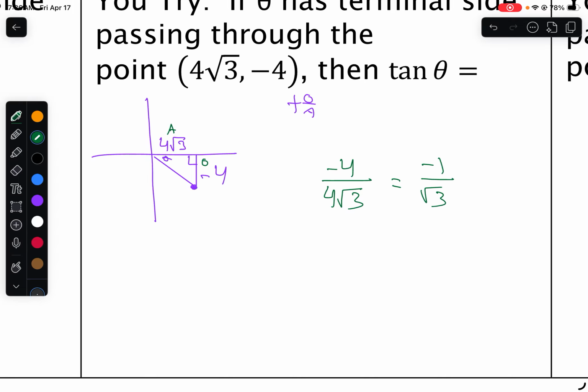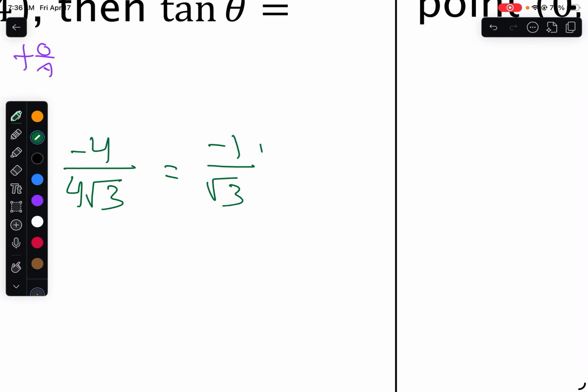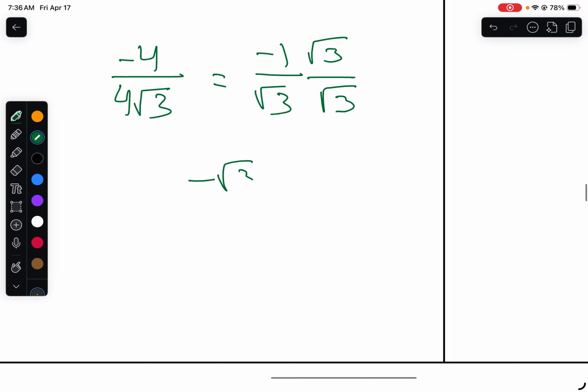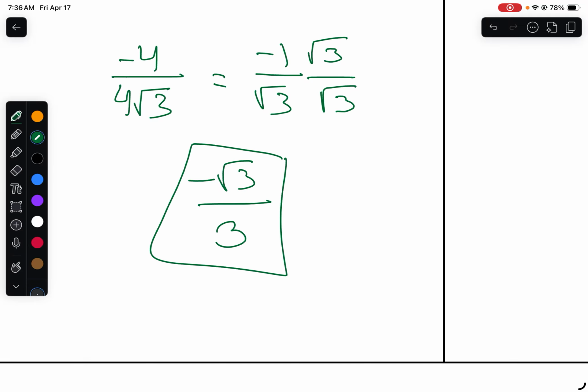Well, we all know there's a problem with this. We got to go rationalize. So I do root 3 over root 3, and I rationalize. So I do -√3 over 3, and that is my answer there.